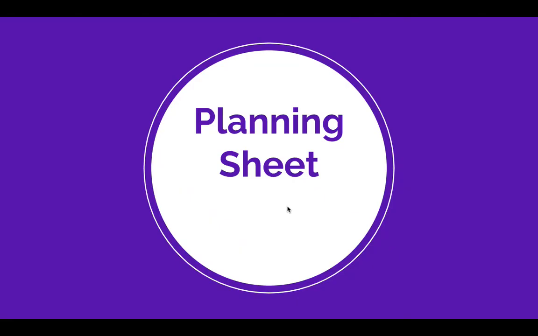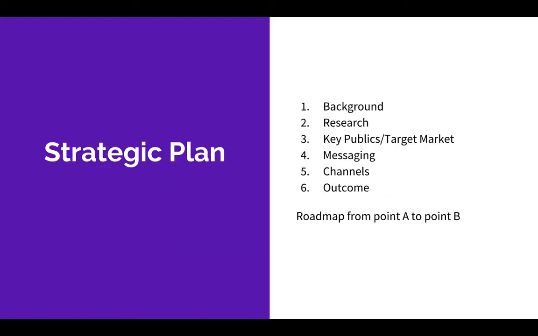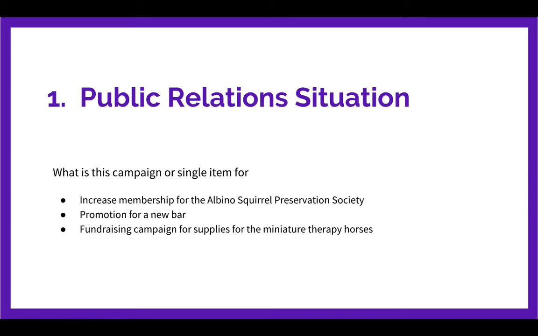So the planning sheet. This is something that you'll use with some of your assignments. It's a strategic plan. It gives a background, research, key public target market, messaging, channel, and the outcome you want. It kind of sets up that roadmap from point A to point B. So the public relations situation.